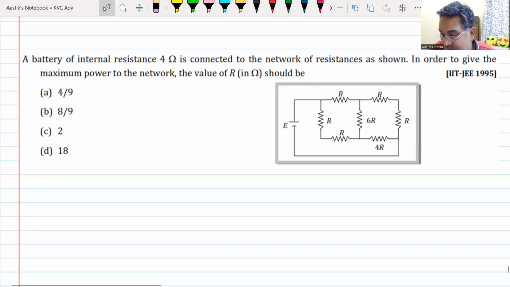This is the next question then. This is a question from the IIT-JEE of 1995. You want to deliver the maximum power to this entire network. What should be the value of R?